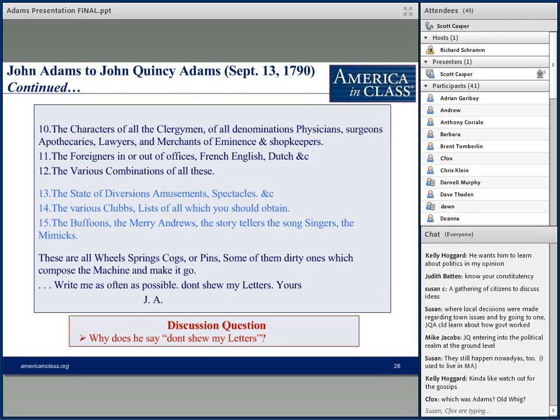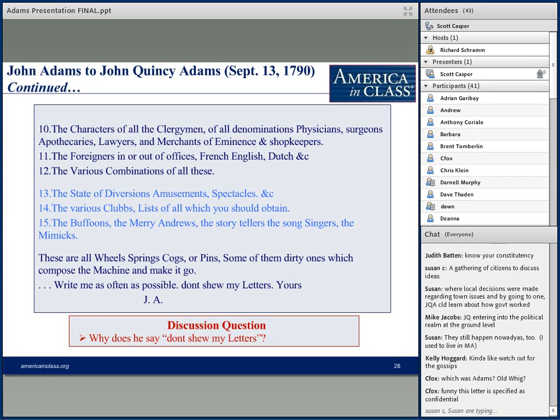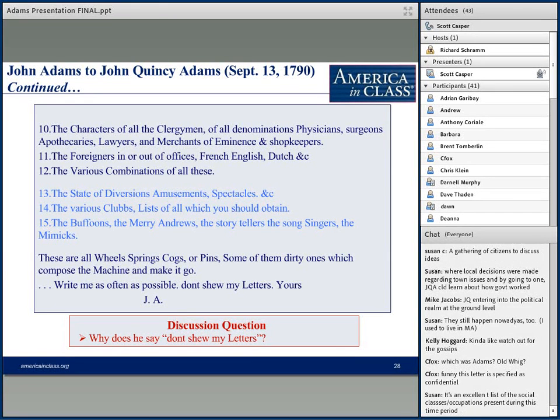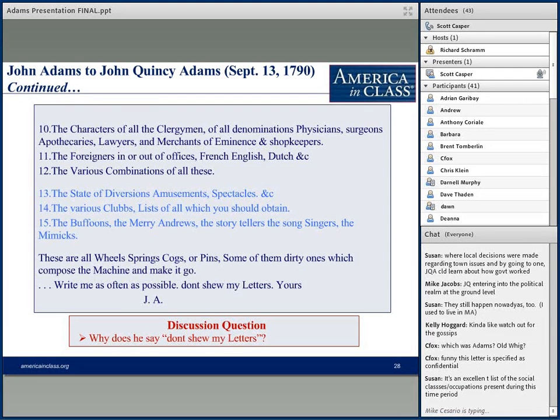What do we see in these elements? 10, 11, and 12 are about all the other kinds of characters you're going to find here. So you're going to find clergymen, shopkeepers, etc. You're also going to find, potentially, people from a variety of ethnic backgrounds, various European ethnic backgrounds at a town meeting.